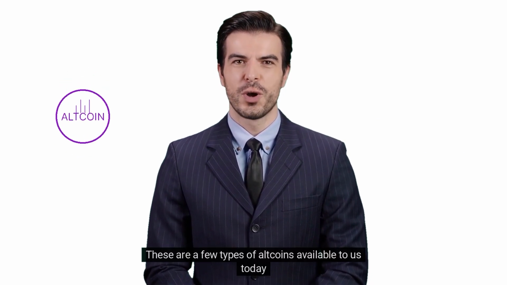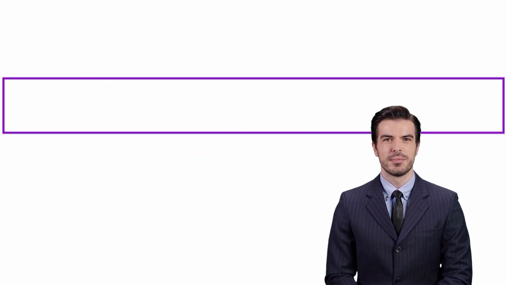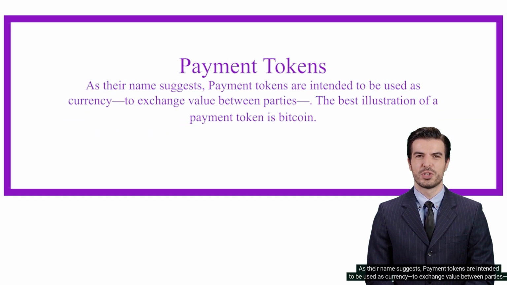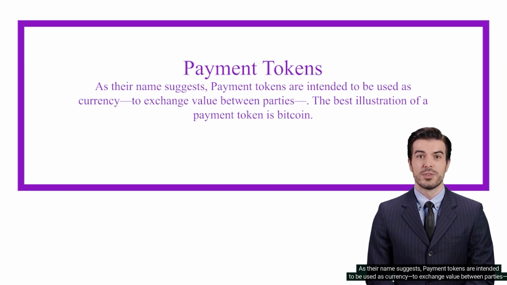Types of altcoins. These are a few types of altcoins available to us today. Payment token. As their name suggests, payment tokens are intended to be used as currency to exchange value between parties. The best illustration of a payment token is Bitcoin.